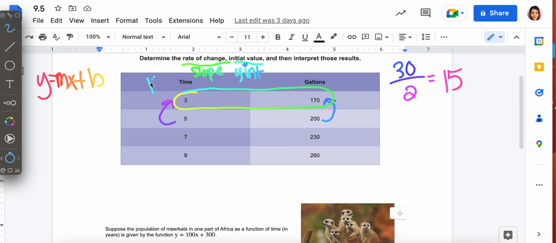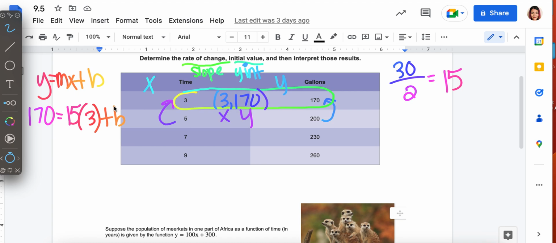Remember, the x is always on the left side of the table, and the y is always on the right. So my point is 3, 170. I'm going to plug 3 in for x and 170 in for y to solve for b, which is our y-intercept, aka initial value. So 170 equals m, which is my slope, 15, times our x coordinate, which is 3, plus b.